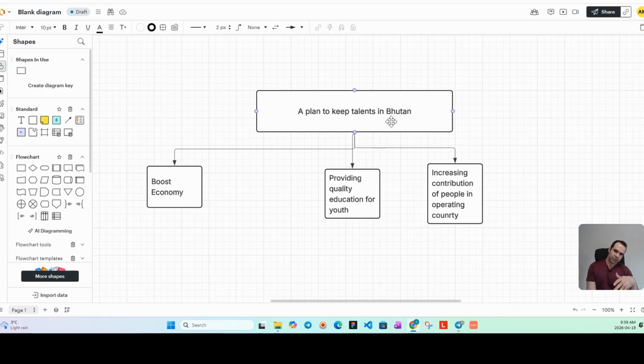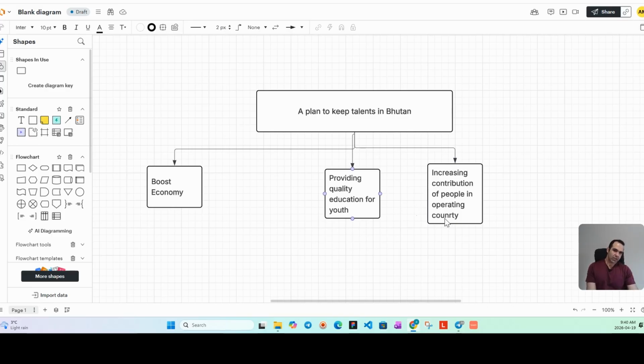So according to what Gemini told us, we actually have these three main functions to be provided. If we boost the economy in this country, we also have qualified people to take the roles, to do the projects, to produce products. So we have qualified people, we also have a market, then we can keep talents in Bhutan. We also increase the contribution of people, the people's decisions in the country.